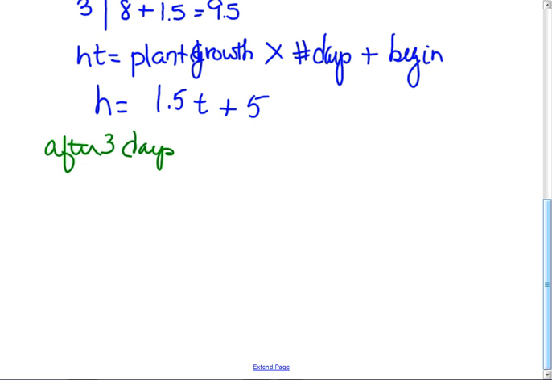You could do y equals mx plus b. You can do that too. It doesn't matter because that's what this is. The height is going to be equal to 1.5 times, what, 3 plus 5. What's 3 times 1.5? What's 3 times 15? We did this one already. 3 times 15.